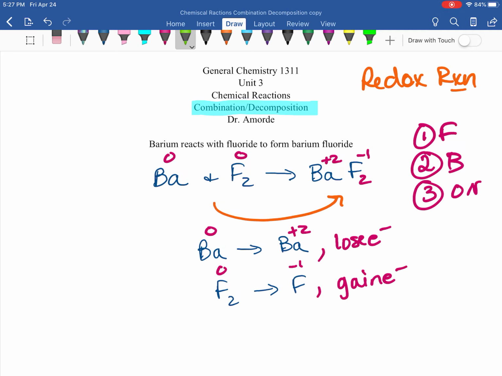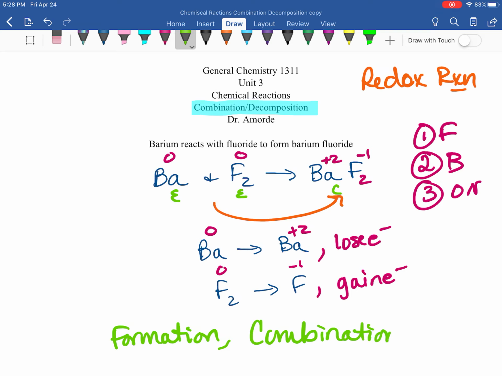We've got our 2 partners, gaining and losing electrons. The reason this reaction is happening is that we have electrons flowing. That's awesome. Then let's add to it. From our last video, what kind of reaction is this? Both of our reactants are elements, and we're making a compound in our product. So this is a formation reaction and a combination reaction.